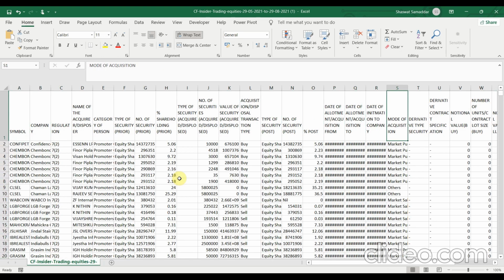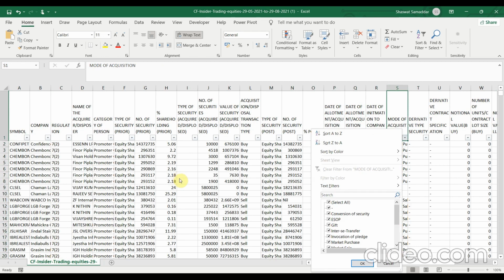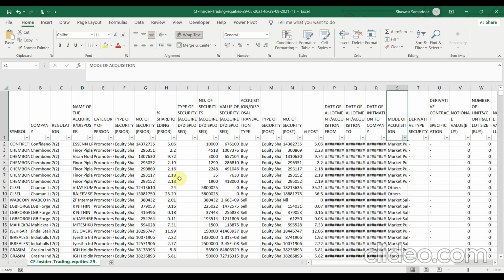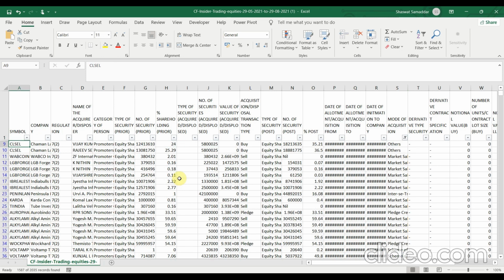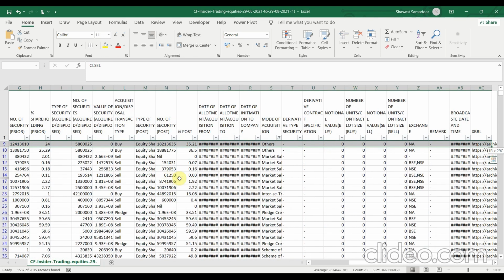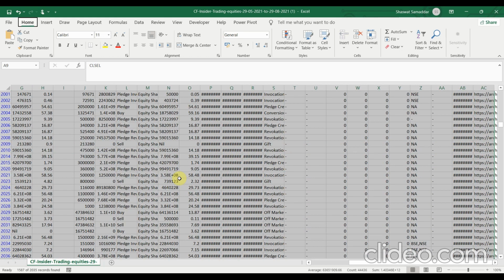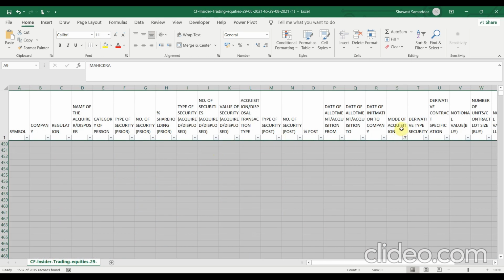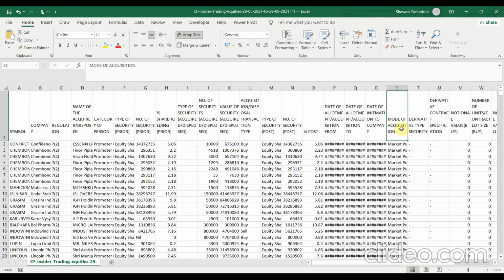Now, the second filter would be on the mode of acquisition, the S column that is currently selected on my computer screen. The mode of acquisition for our analysis would be market purchase only. We do not want it to be inter-se transfer, ESOP, gift, etc. We only want market purchase. So I'll deselect this market purchase and delete all the rows which have an entry except market purchase in the mode of acquisition column. All right, once you are done with that, let's remove all the filters.